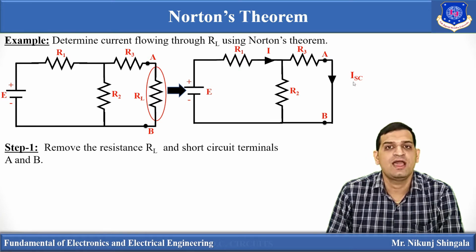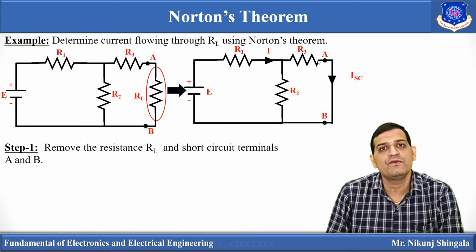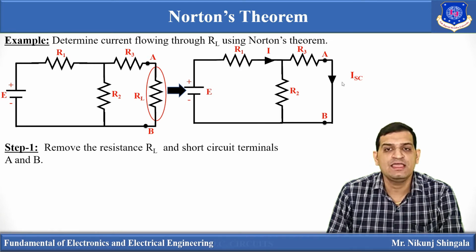Now how can we find ISC? R2 and R3 are in parallel and ISC is flowing through R3. So we can find ISC by applying the current division rule.